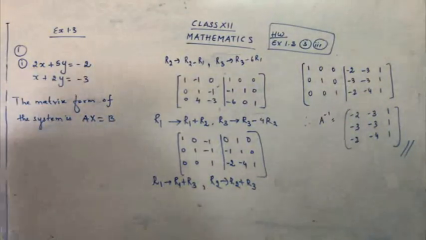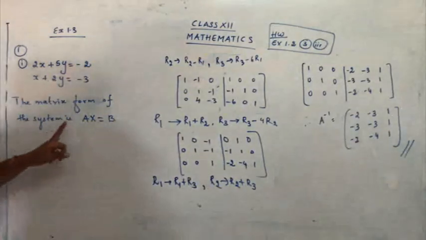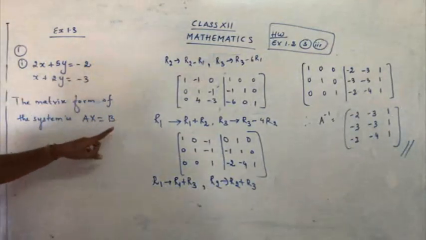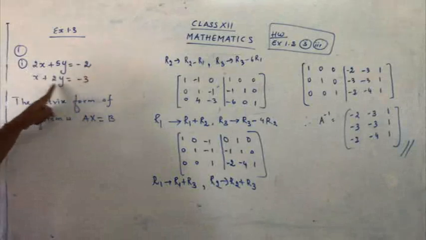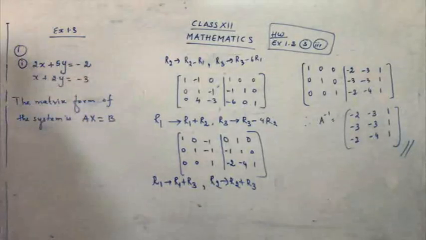Now we have to write down the value for A, the value for x, and also the value for B. So from where are we going to find all three values? We are going to find all three values from the given equation. So let's try to find out the values.